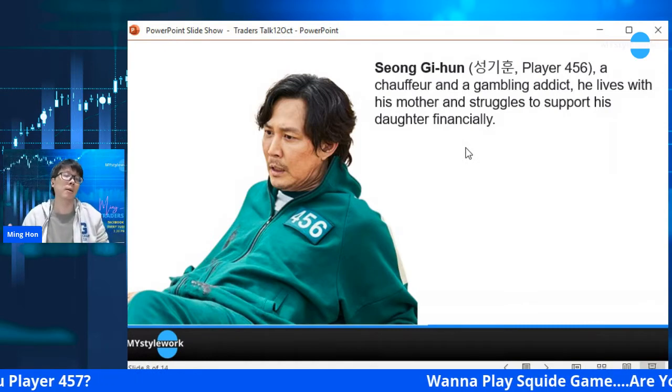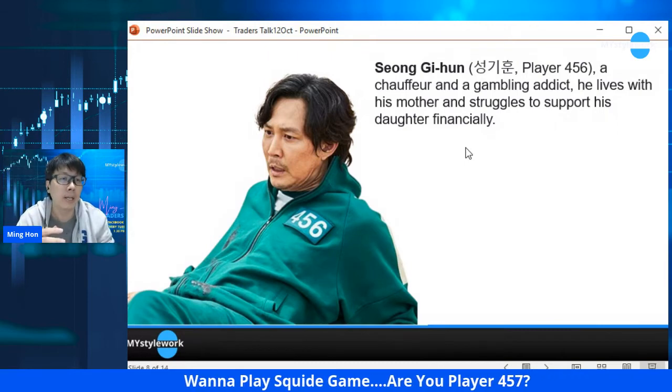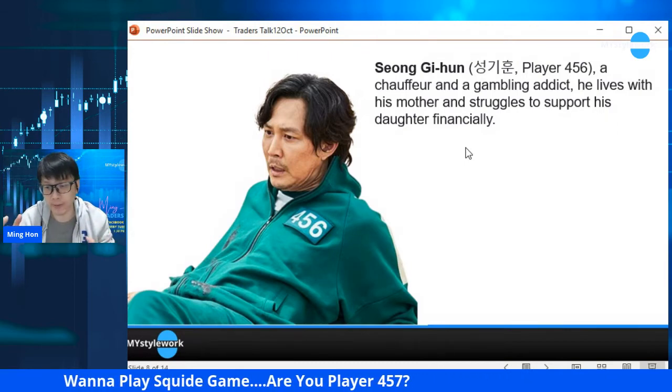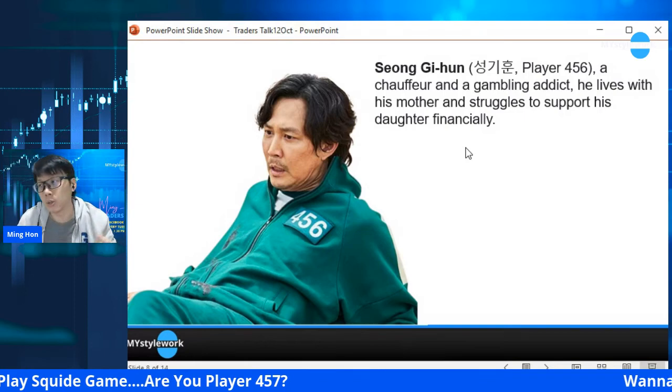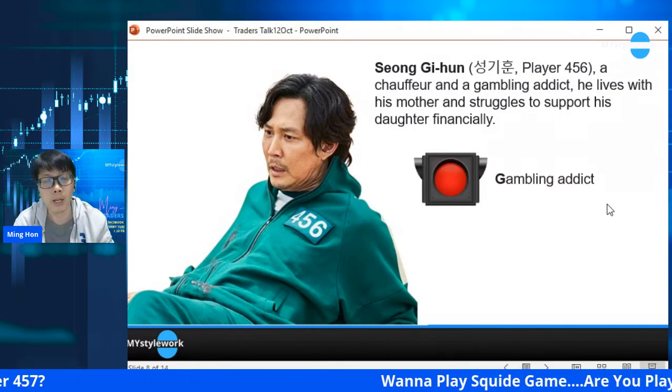Gambler ma, where got money one? At the end, you've got money, also gamble. Win already, will spend the money and gamble again. Yeah. So this is actually something which is not good. Don't be a gambler. Okay.